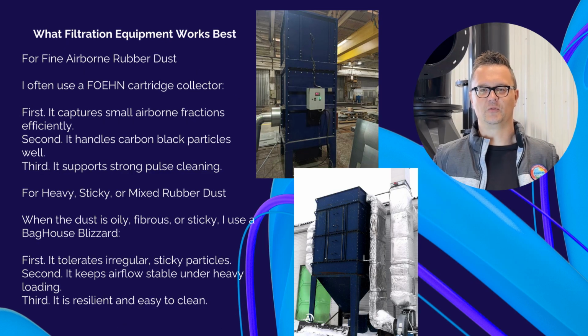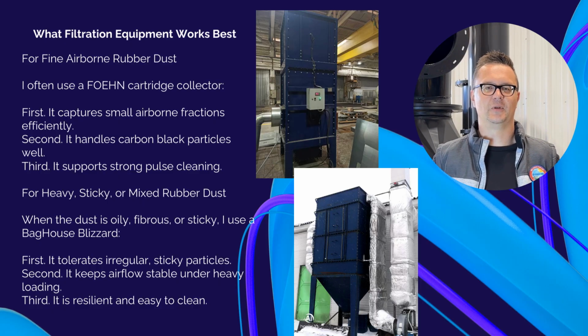What filtration equipment works best? Because rubber dust behaves unpredictably, equipment selection must match the dust properties. For fine airborne rubber dust, I often use a cartridge collector. First, it captures small airborne fractions efficiently. Second, it handles carbon black particles well. Third, it supports strong pulse cleaning for heavy, sticky, or mixed rubber dust. When the dust is oily, fibrous, or sticky, I use a baghouse. First, it tolerates irregular, sticky particles. Second, it keeps airflow stable under heavy loading. Third, it is resilient and easy to clean.